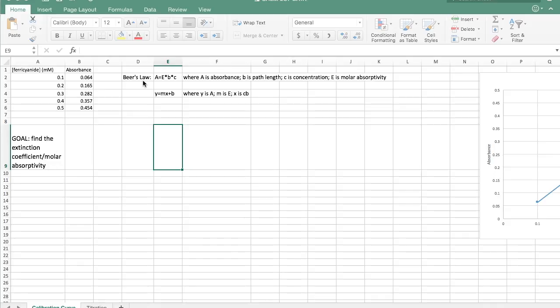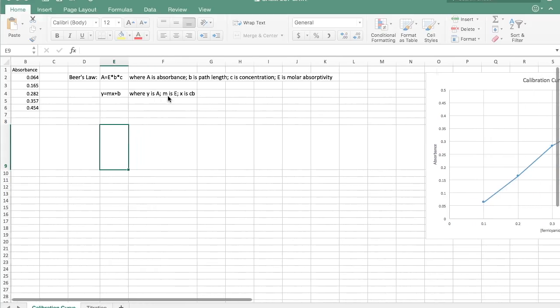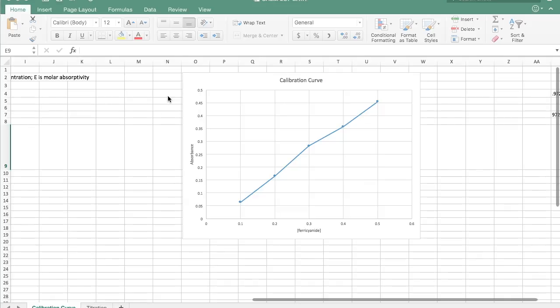we will use Beer's law, where A equals E times B times C, where A is the absorbance of a sample, B is the path length of the cuvette, C is the concentration of the sample, and E is the all-important molar absorptivity. We can think of Beer's law as a linear relationship with the formula Y equals mx plus B, where Y, the dependent variable, is absorbance, x, the independent variable, is C times B, where B is the path length, keep that in mind, and m, the slope, is the extinction coefficient. So if we graph concentration versus absorbance and find the linear equation, we will know the molar absorptivity.